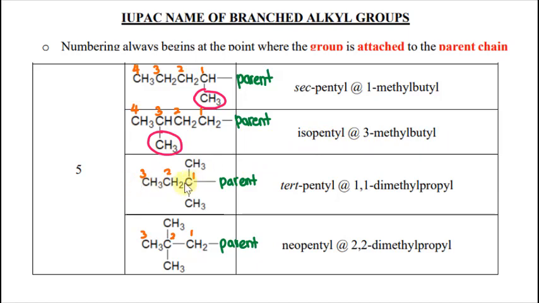If the longest carbon chain becomes 3 carbons and then 2 methyls are attached on the first carbon, the name of this structure is 1,1-dimethylpropyl or tert-pentyl. But if the 2 methyls are placed on the second carbon, the name of this structure is going to be 2,2-dimethylpropyl or neopentyl.